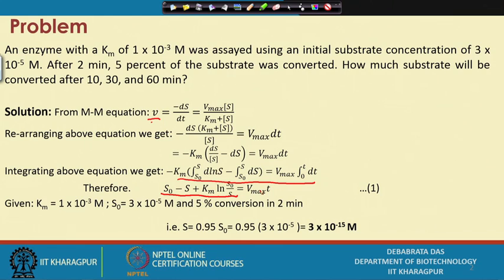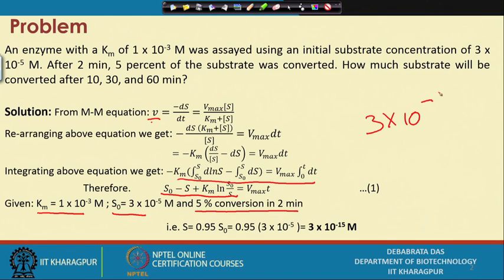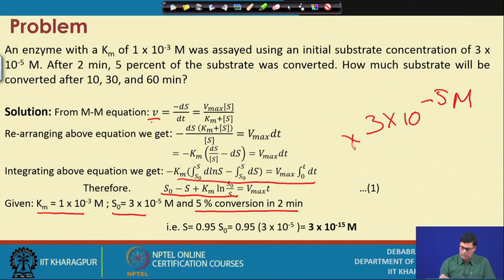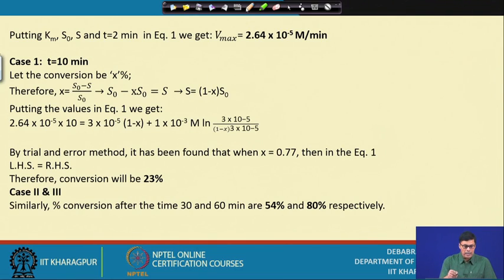Now in the problem, Km is given and S0, the initial substrate concentration, is given, and 5% substrate was converted in 2 minutes. So the time of reaction is 2 minutes and the S value is based on 5%. The initial substrate concentration was 3 into 10 to the power minus 5 moles. Am I right? How much substrate will remain after the reaction? About 0.95 will remain, since 5% of the substrate was converted. So we multiply by 0.95 to get the substrate concentration after the reaction is over.